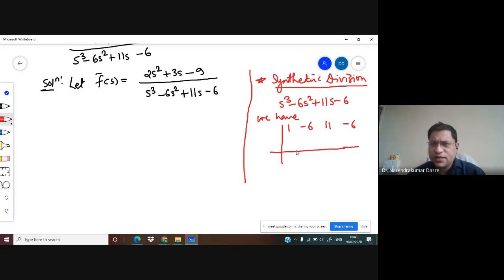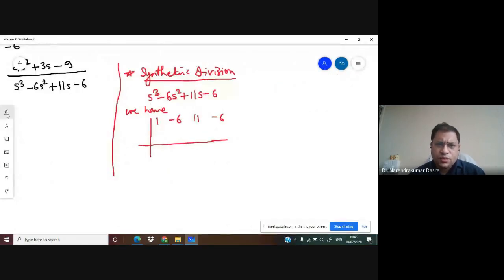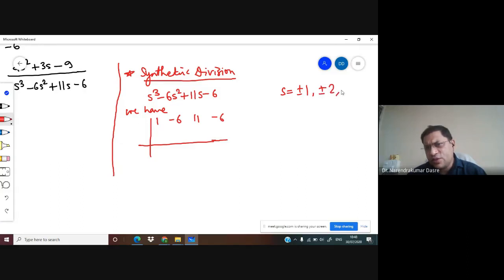Synthetic division is a trial and error method. We are going to try s equal to plus or minus 1, then plus or minus 2, and so on. When I say s is equal to 1, I am trying to find whether the term s minus 1 is a factor of this given polynomial or not. So first I'll consider s equal to 1.